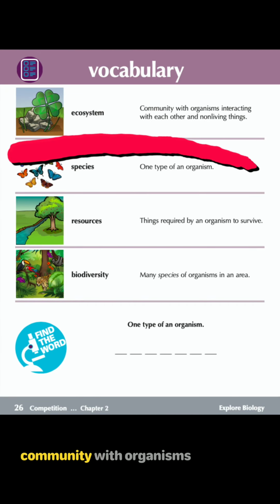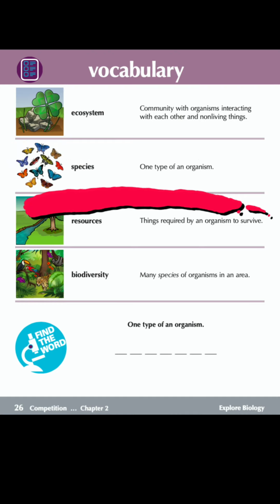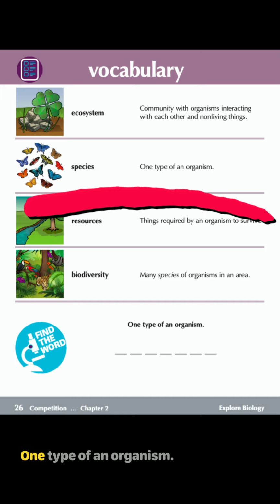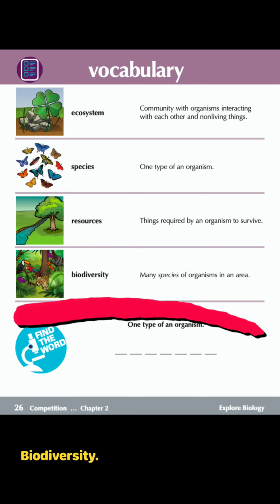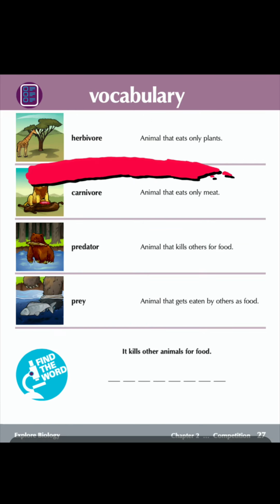Ecosystem: community with organisms interacting with each other and non-living things. Species: one type of an organism. Resources: things required by an organism to survive. Biodiversity: many species of organisms in an area.